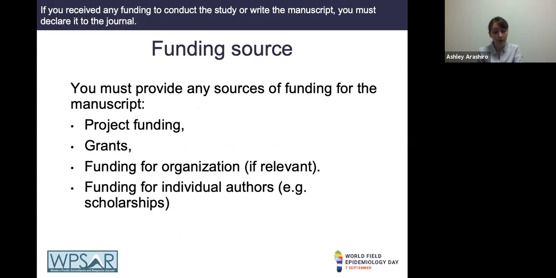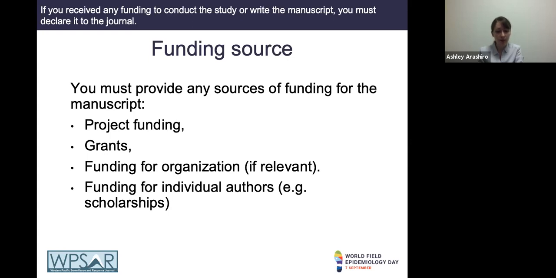Next is the funding source. If you received any funding to help you conduct the study or write the manuscript, you must declare it. This includes project funding, grants, funding for the organization if relevant, and funding for individual authors such as scholarships. If you didn't receive any funding, you can write none or not applicable or this study received no funding.